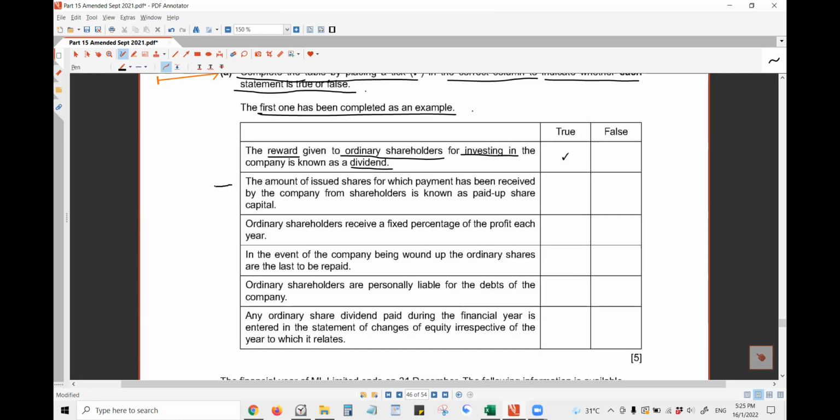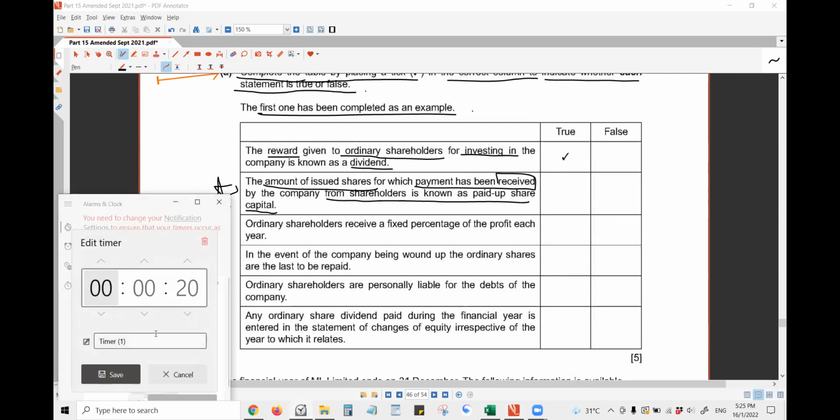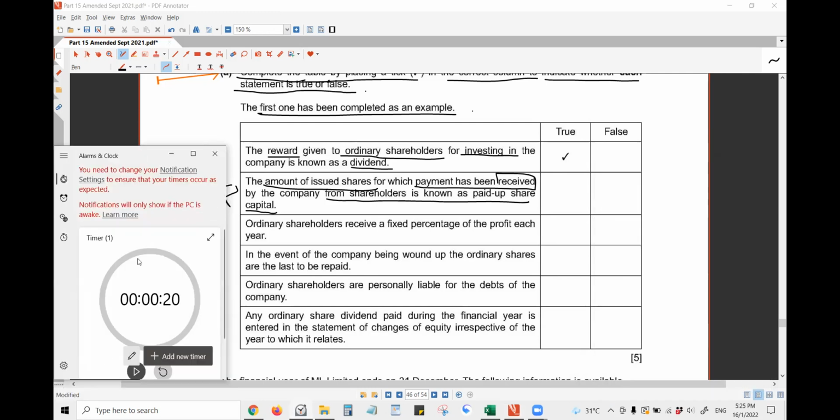Now, this is for you to answer. So let's read this question. Read the statement together. Then I'll let you answer true or false. Amount of issued shares for which payment has been received by the company from shareholders is known as paid up share capital. Everyone, you can start to answer. True or false? It's regarding the four terms that you learned earlier. Give everybody 20 seconds, then you tell me true or false. Right or wrong doesn't matter, but this is quite straightforward. Better to get it right.